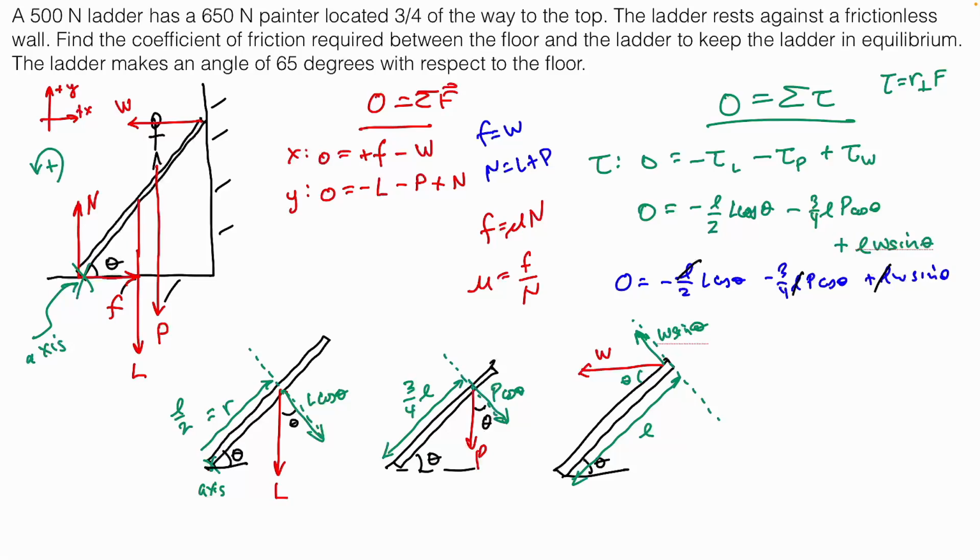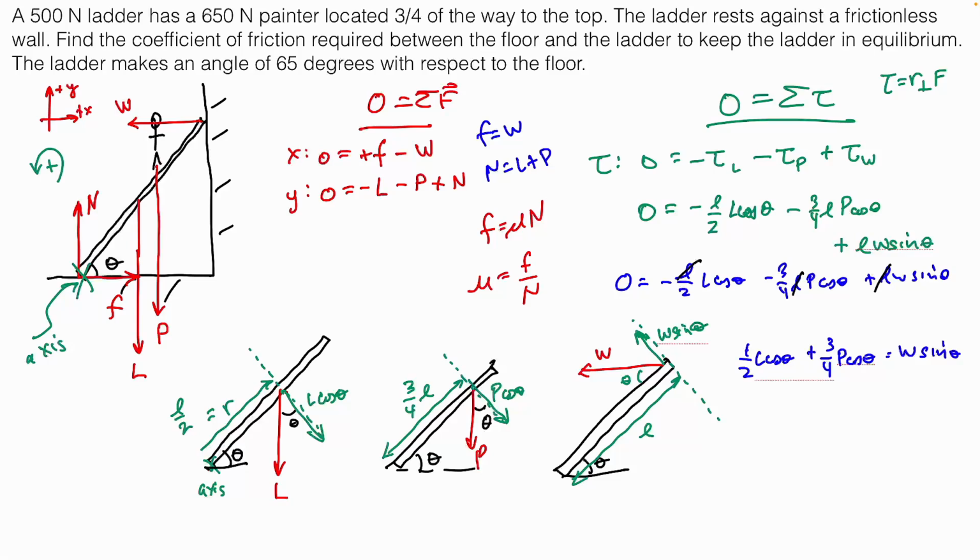What's 1/2 L cosine theta? That wasn't a hard question. What is it? It's a number, right? How do I know it's a number? They've given me everything. They've given me L. They've given me theta. I know how to deal with 2's, right? So now if I move a negative number to the other side of the equal sign, what does it become? A positive number. So 1/2 L cosine theta. What's 3/4 P cosine theta? A number, whatever it is, okay? And then that leaves behind W sine theta.